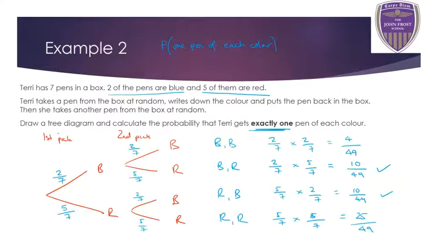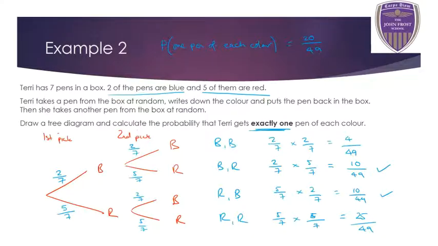This one doesn't apply because that's not 1 of each colour, is it? That's 2 blues. And this one doesn't apply because that's 2 reds. So the 2 that apply is either getting a blue first and then a red, because that's 1 of each, or by getting a red first and then a blue, because that's still 1 of each. Okay, so these two together is 20 over 49.